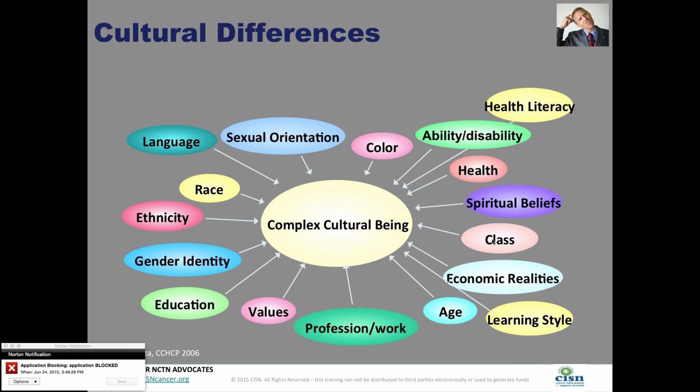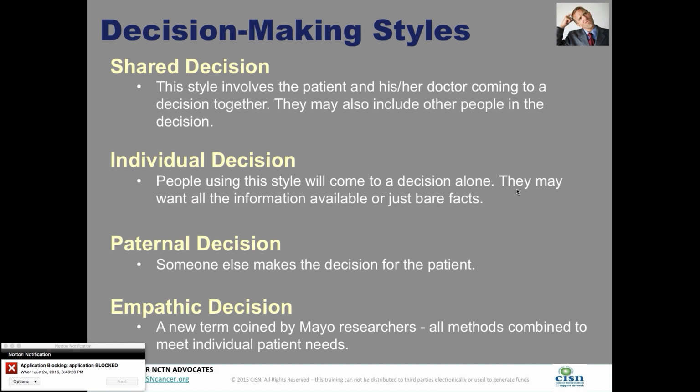Here are some cultural differences. When people talk about culture, they usually talk about race and ethnicity. And yet you can see from this slide, it's much, much bigger than this. You put any 2 people next to each other, and they're going to respond to something differently. Because it has to do with health literacy, abilities, spiritual beliefs, values, economic realities, language, all kinds of things go into cultural differences, and it's not just race and ethnicity. It's important for researchers to know that they can't read that consent form to everybody the same way and expect people to understand it. And it's up to us to let them know that. People also have different decision-making styles.